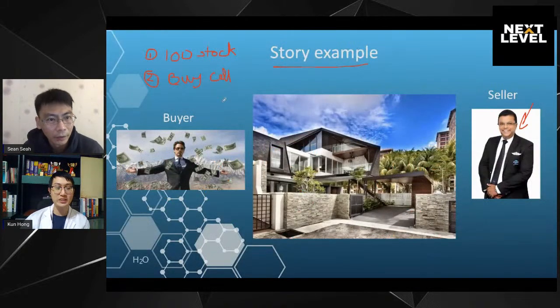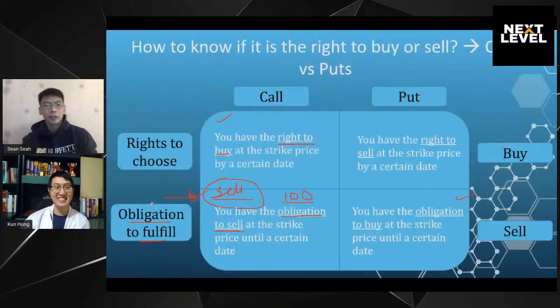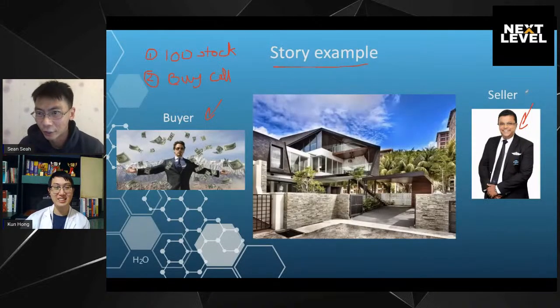So you are the seller of the call, and this guy is the buyer of the call. You sell something to him, you sell a call, and in return he pays you income. That's why we get immediate income, correct?